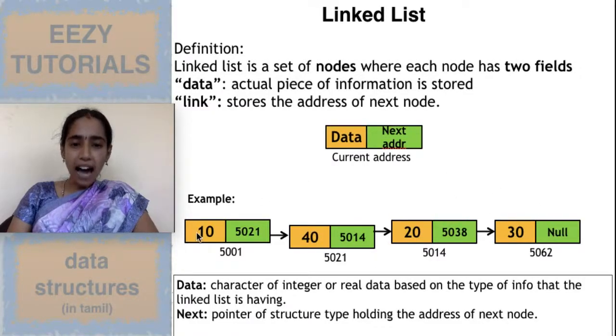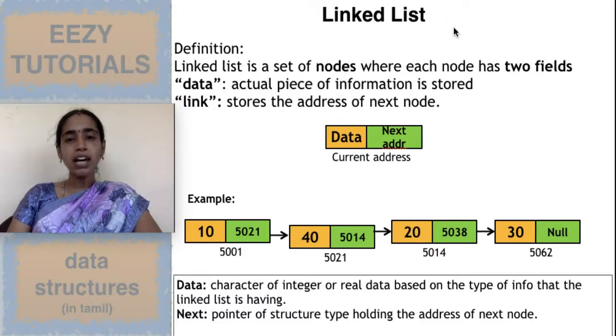Now I want to have a link such that I can access each element one by one. So what I can do is I can use a linked list. In a linked list, near the data itself I am having one field called link or next. So this next field will be storing the address of the next node. So the address of 40 is 5021. So here itself I am storing 5021 along with 10. Same way 40 is my second element. So if I move into 5021, I will be able to access the element 40.